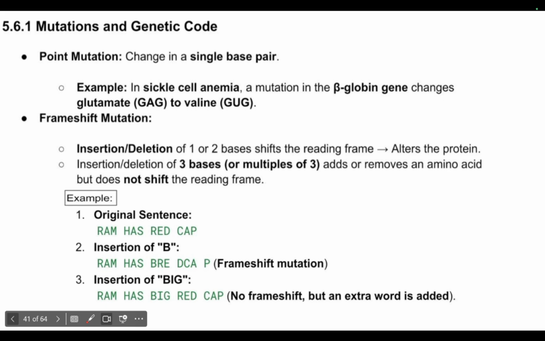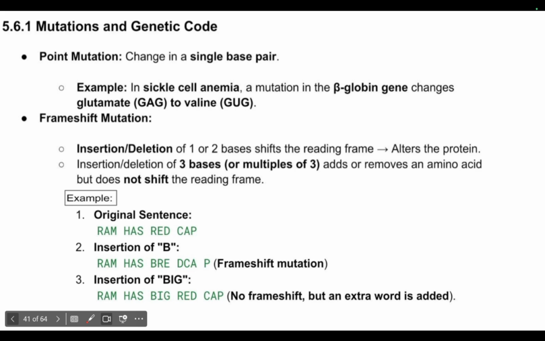This is an example where three-letter words are used to represent a reading frame, like "Ram has red cap." Every word has a certain meaning. But now let's say you insert a letter B just before "red." Now you can see the first two words still have meaning, "Ram has," but after that the meaning has changed. So there is a frameshift mutation.